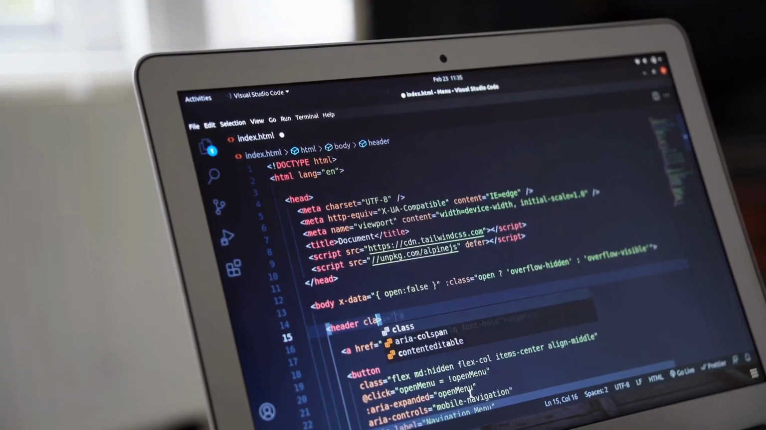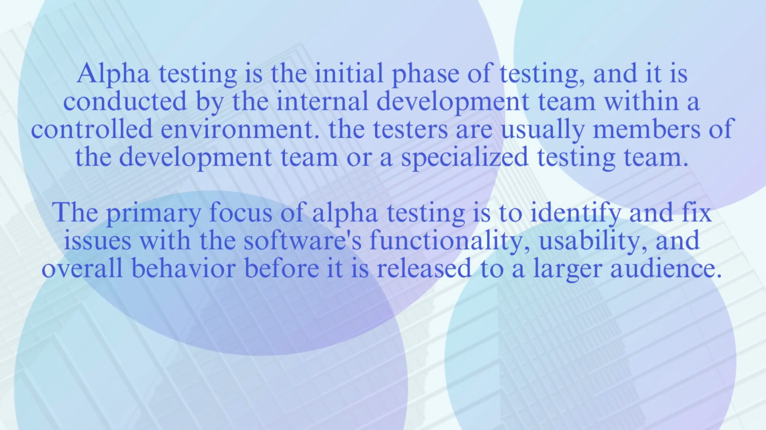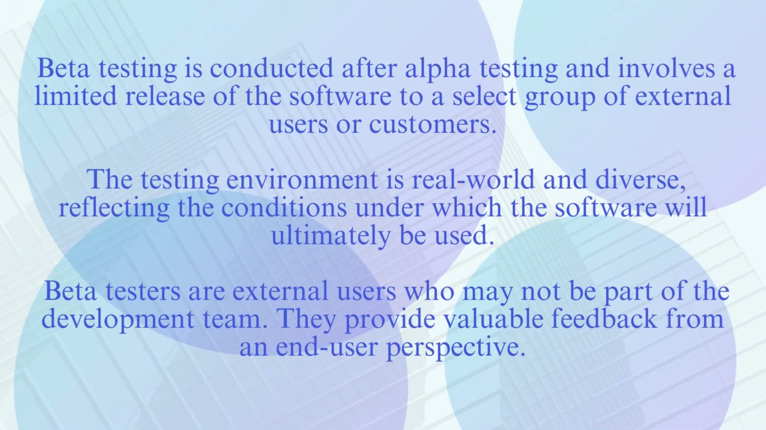Alpha testing and beta testing are two important phases in the software testing process, occurring at different stages of a software product's development life cycle. Alpha testing is the initial phase of testing, and it is conducted by the internal development team within a controlled environment. The testers are usually members of the development team or a specialized testing team. The primary focus of alpha testing is to identify and fix issues with the software's functionality, usability, and overall behavior before it is released to a larger audience.